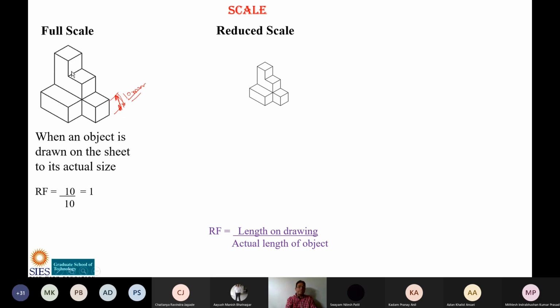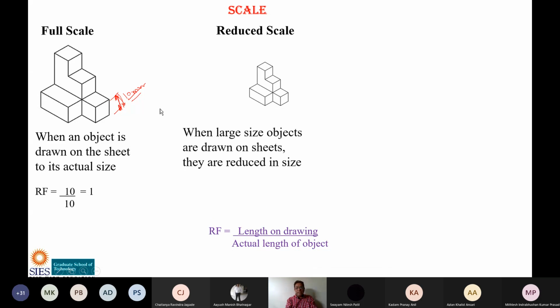So if this dimension is too big, suppose this is 1000 mm and 1000 mm, it's not possible for me to draw 1000 mm on the drawing sheet. So what I will do, I will reduce its size. So see here, when the large size objects are drawn on the sheet, they are reduced in size.